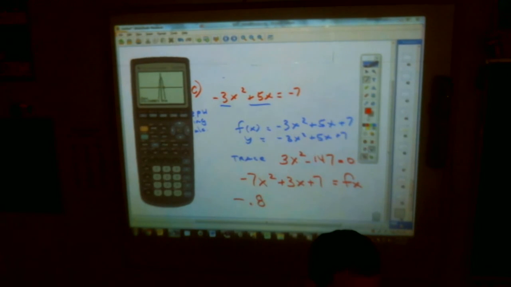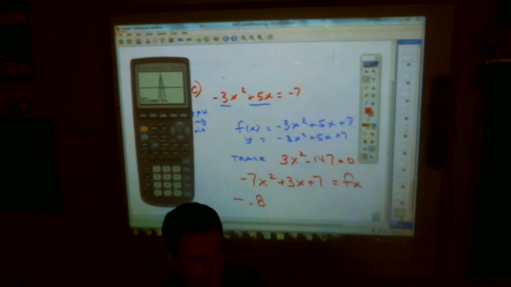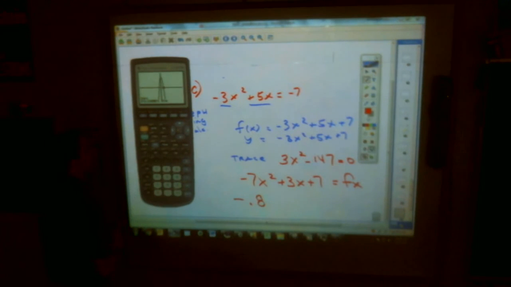I can't tell, it's so small. Oh, it's still really small. Mine is zero. You can't get over it. Yeah, no solution, it's no solution because it doesn't cross the x-axis. Now, what you could have done, you could have moved your window because you know it's way down at the bottom.